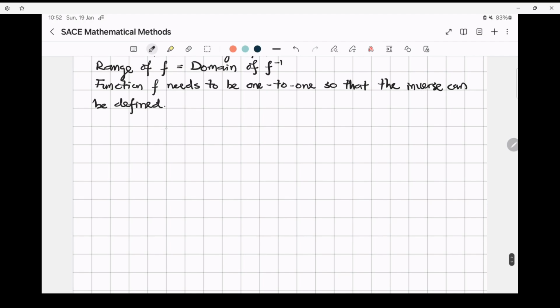So for example, previously we talked about what we call the vertical line test, that tells you whether or not that is a function. So now we have what we call the horizontal line test, whereby this will tell us whether or not the function is 1-to-1.